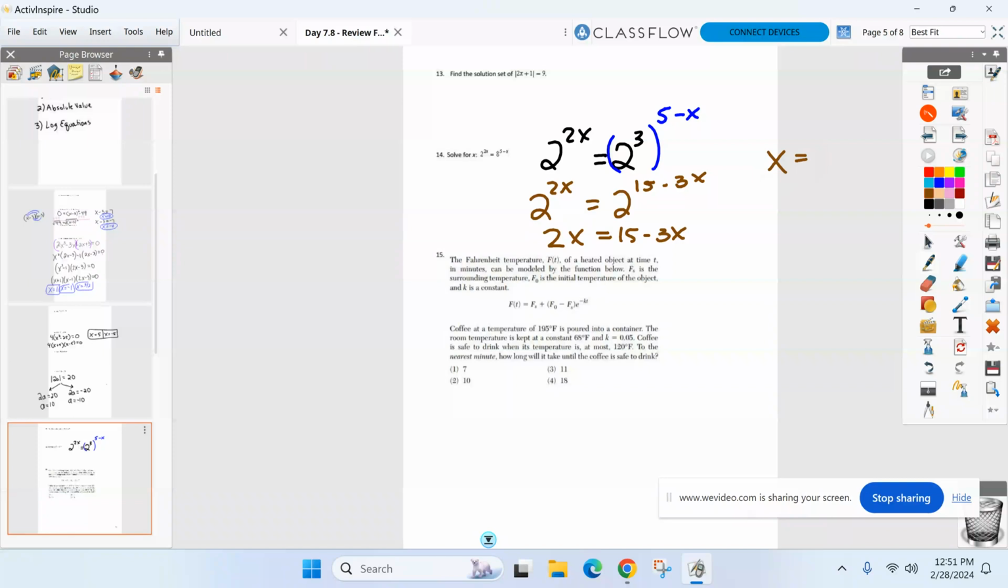X equals positive 3, yes. And this is not one I have to check. So be careful here. I know everyone sees the variable in the exponent, so you're automatically thinking logs, but if it's on both sides of the equal, it's not logs, it's change of base. Change of base.